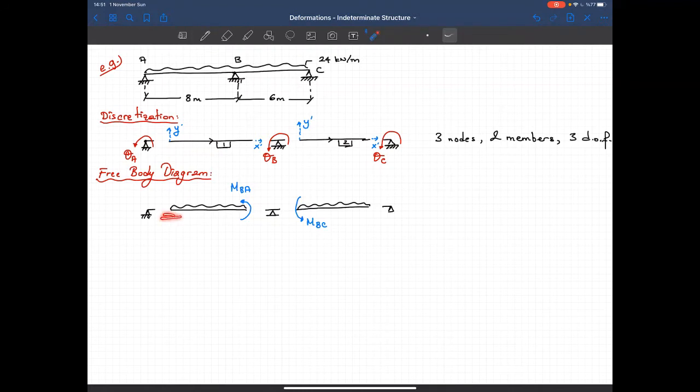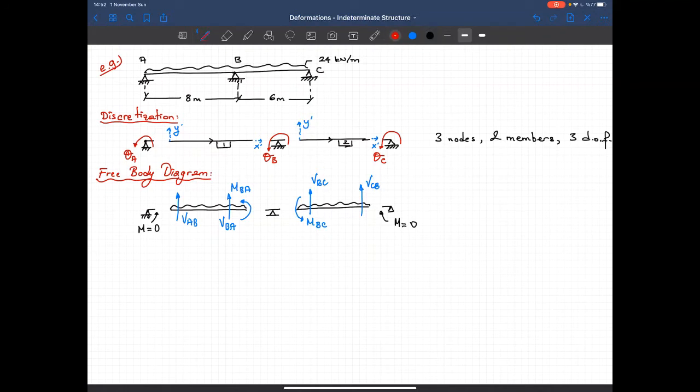At these locations, I know that the moment is equal to 0 because I have a pin support here, and the moment here is equal to 0. Now let's show the shear forces. I have VAB, VBA, VBC, and VCB. And let's put a note here. Moment is equal to 0, and moment is equal to 0.